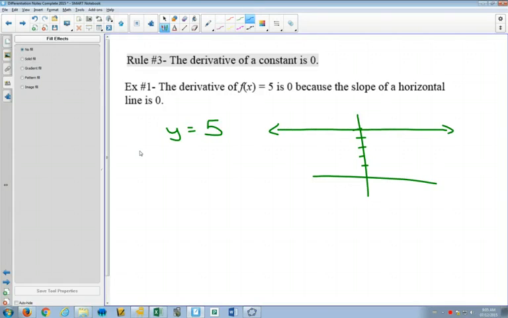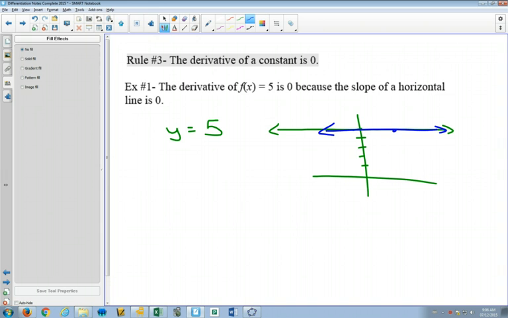You pick any point along this horizontal line and you draw the tangent. The tangent is going to be exactly the same as the line itself. And the slope of that line is going to be 0. So from a graphical point of view, this is easy to see that any constant, doesn't have to just be y equals 5, is going to have a slope of 0.